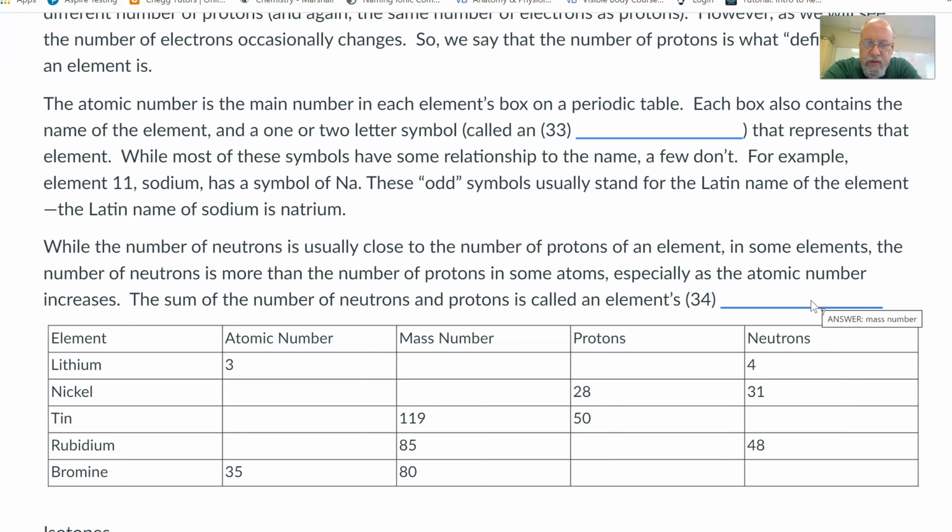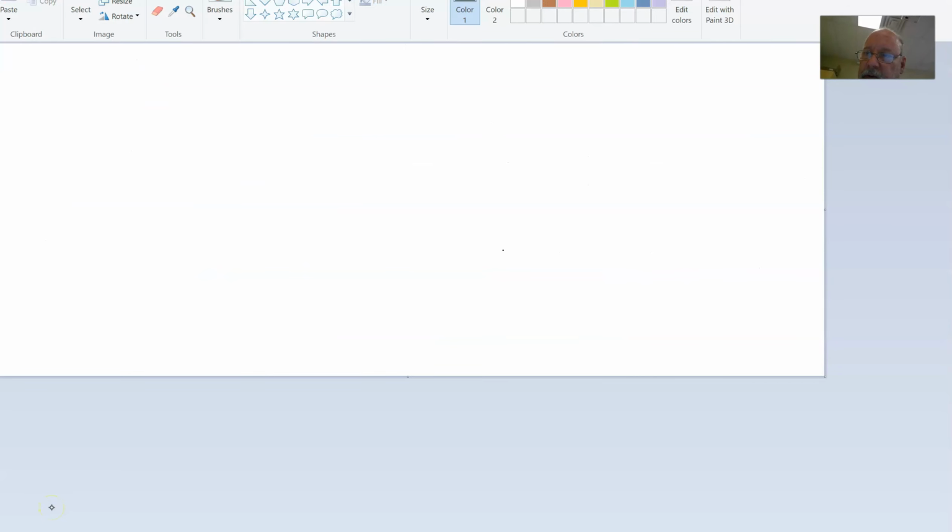And what that allows us to do then is be able to do a little bit of math to figure out some things. If I have, and let me just put this in a place where I can write. So if I have the atomic number, and I have the mass number, and I have the number of protons and the number of neutrons.